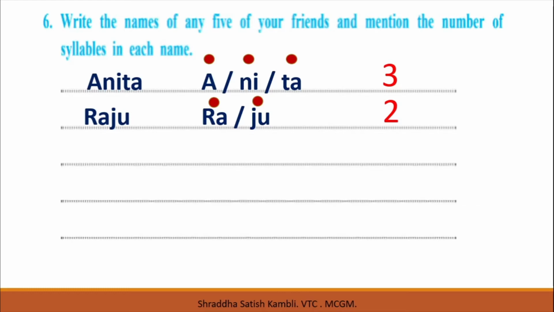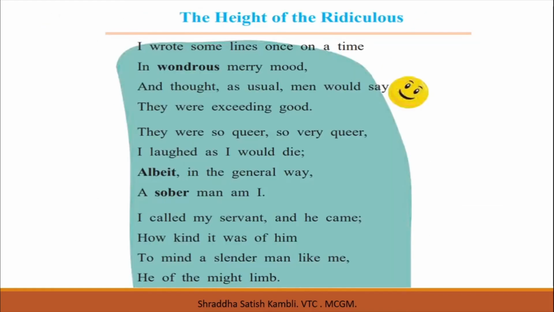Moving on now, let us go to the main part of the lesson where we will be reading the poem, and then we will try to understand the meaning of the poem and also the meaning of the difficult words in the poem. So, The Height of the Ridiculous. Now we know the meaning of ridiculous and the meaning of the height. So let's try and understand what the poet wants to say when he's writing the poem. I wrote some lines once on a time.